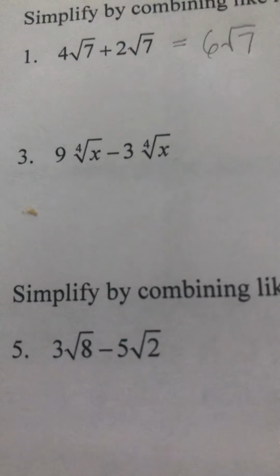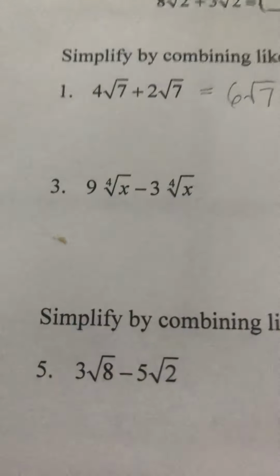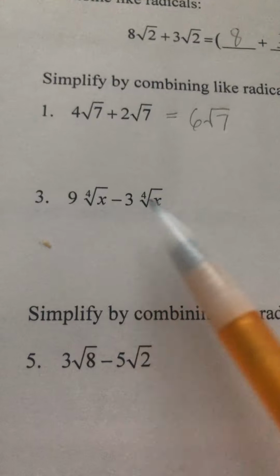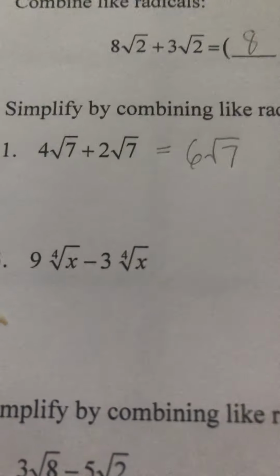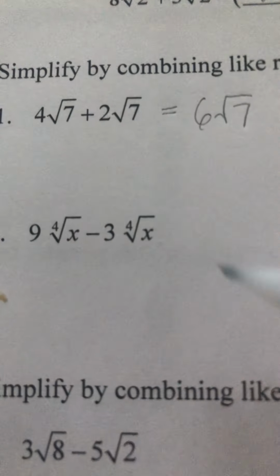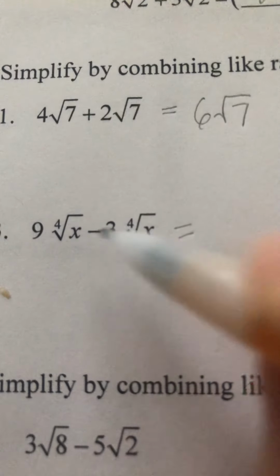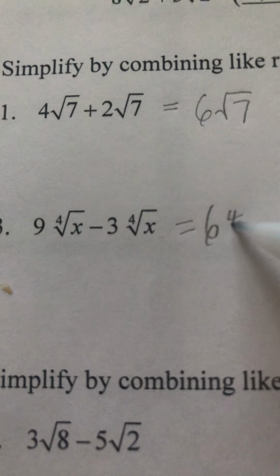They are like radicals. The indices are the same, they're both 4. And the radicands are the same, they're both x. So you can subtract the numbers in front. I'm saying subtract because it's minus there. So it's 6 times the 4th root of x.